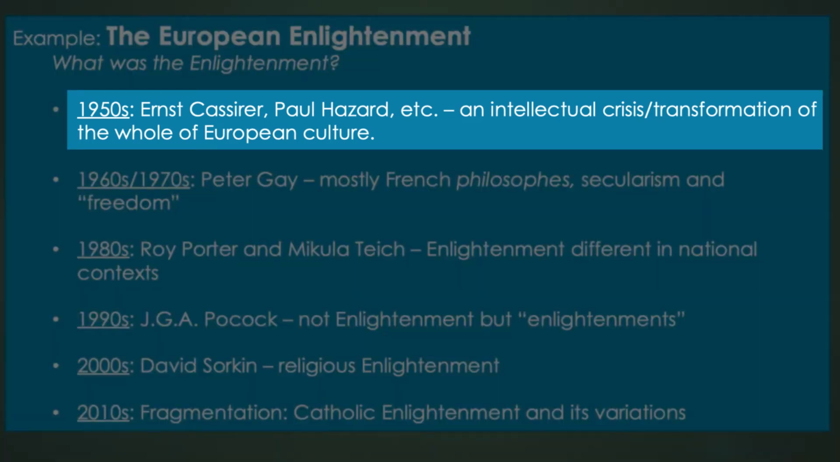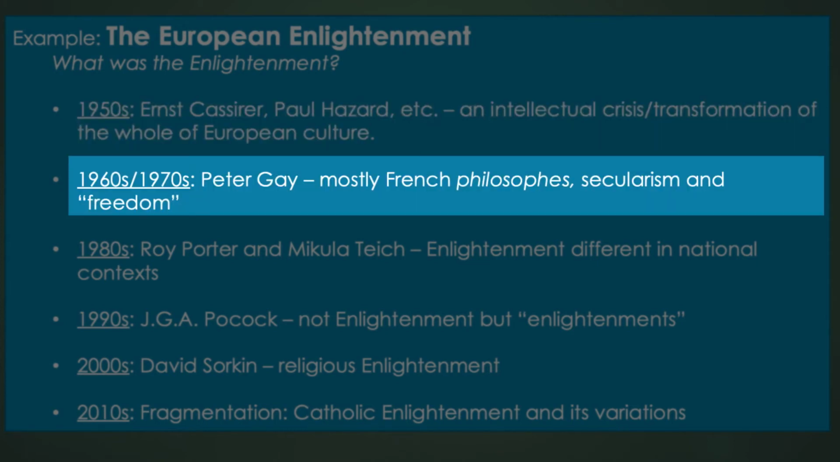In the 1950s, intellectual historians basically saw it as an intellectual crisis and a transformation of the whole of European culture, a turning point where the mentalities of all Europeans changed, and they adopted reason over tradition and secularism. In the 1960s, Peter Gay and others began to think that the movement of secularism and reason over tradition was really actually confined mostly to a few elite, mostly French, philosophers or philosophes, whose writings inspired the movement to freedom.